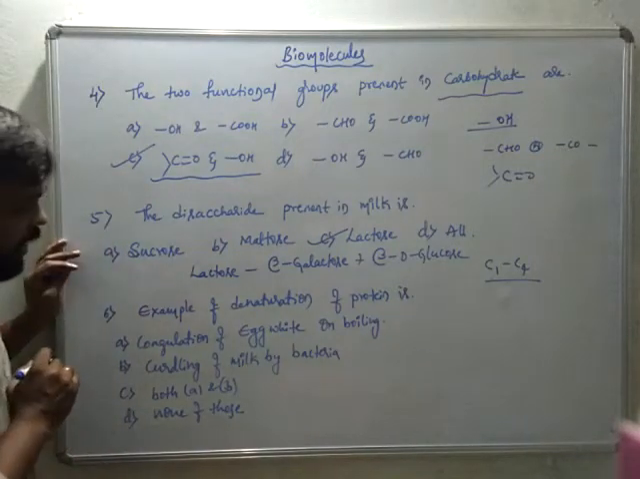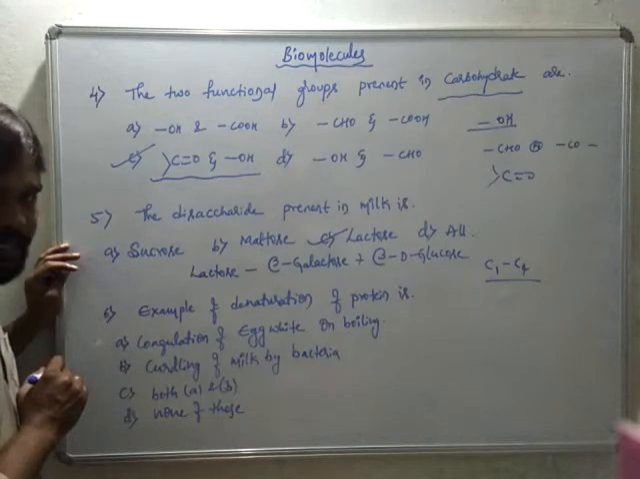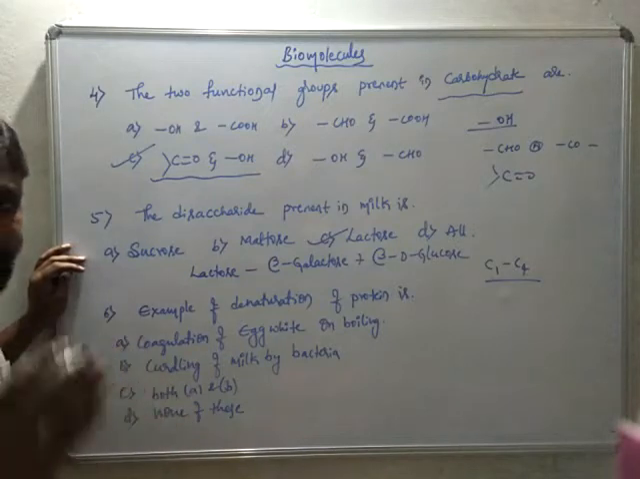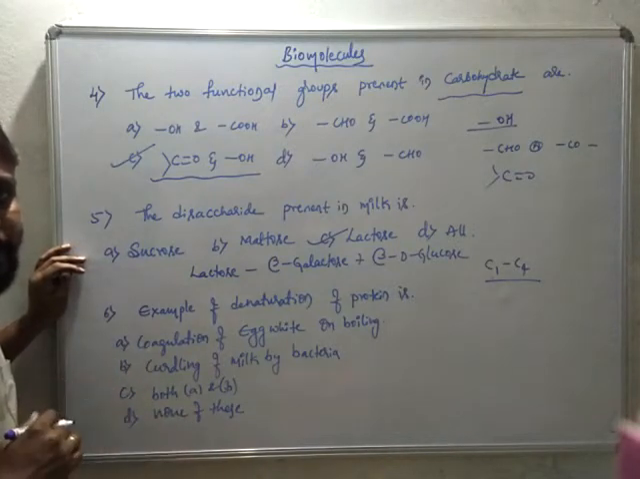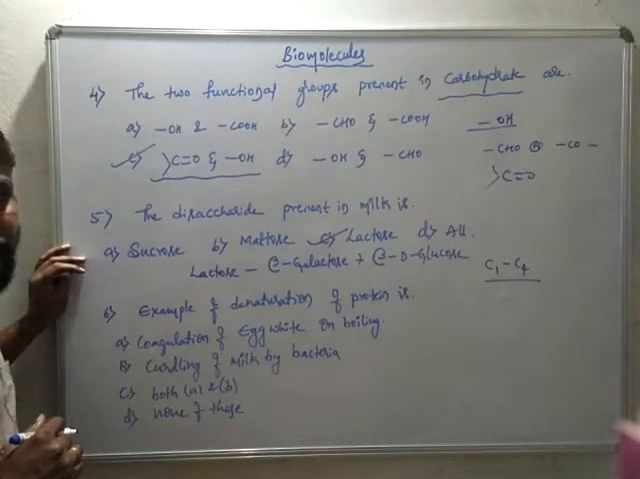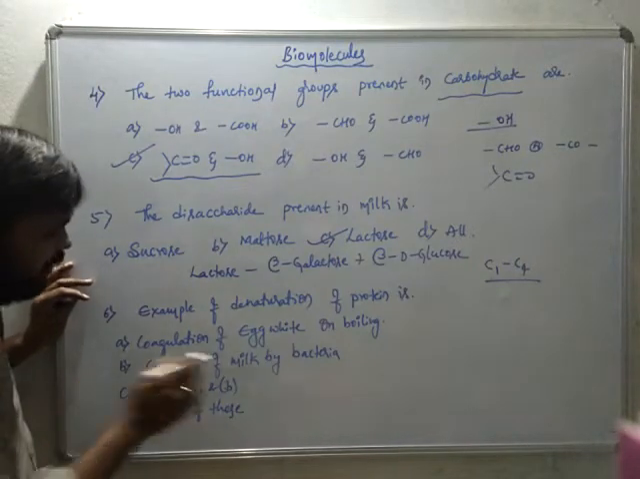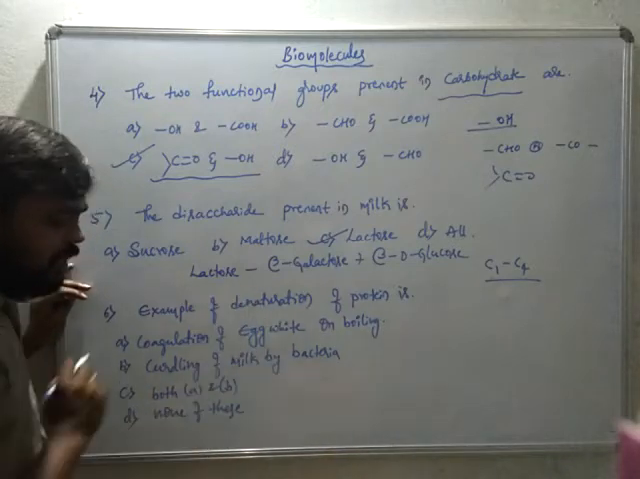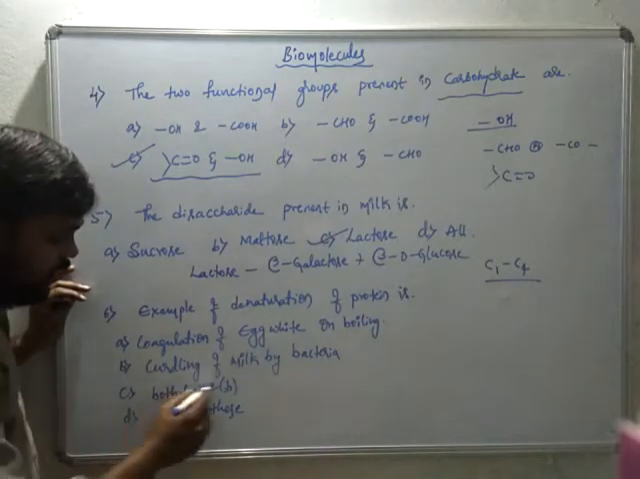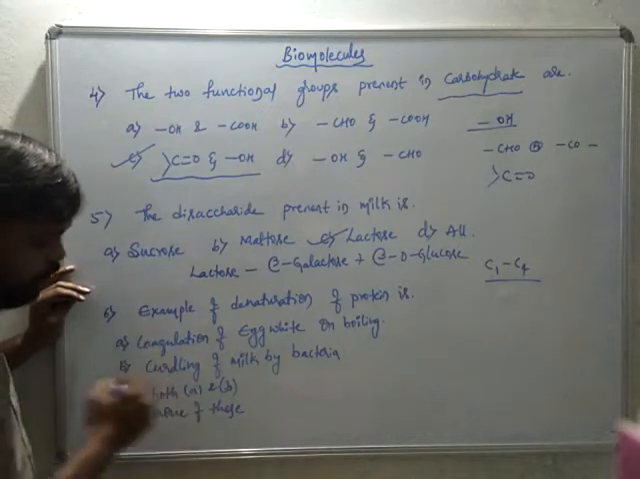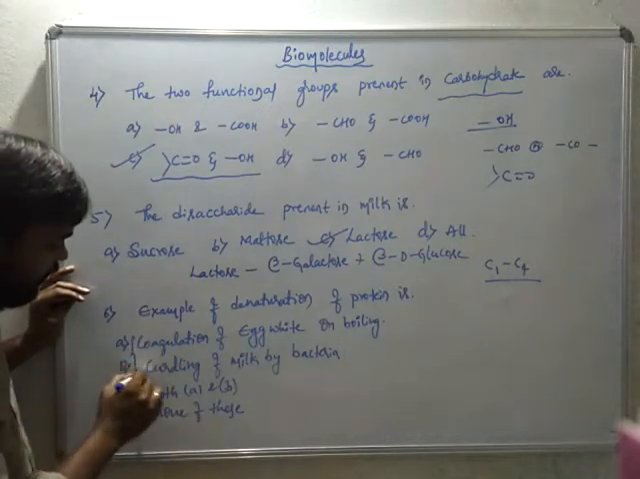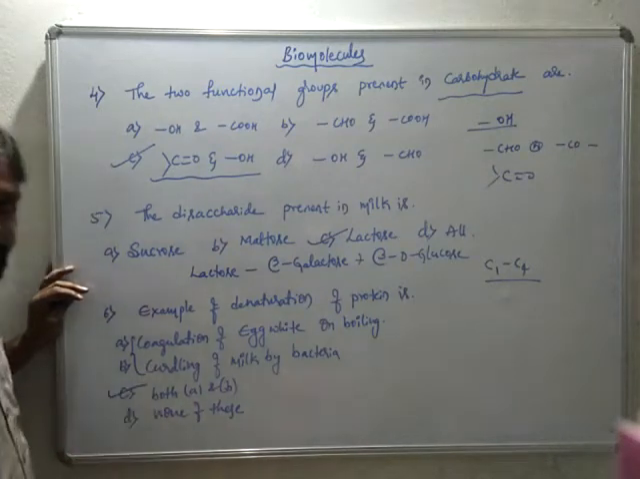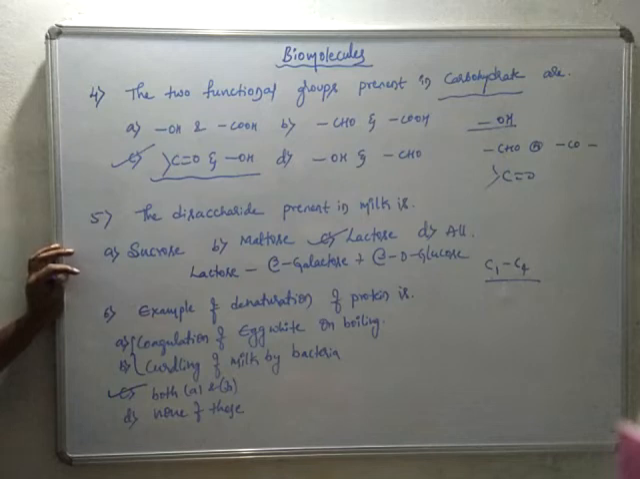The next question is the example for denaturation of protein. I told you in the synopsis itself, by changing the temperature or pH, the secondary and tertiary structure of the protein gets destroyed, and that may lead to denaturation of a protein. Here he is giving some examples: coagulation of egg white on boiling, curdling of milk by bacteria, both A and B, none of these. Both A and B are examples of denaturation of protein. Hence the correct answer here is option C, both A and B.